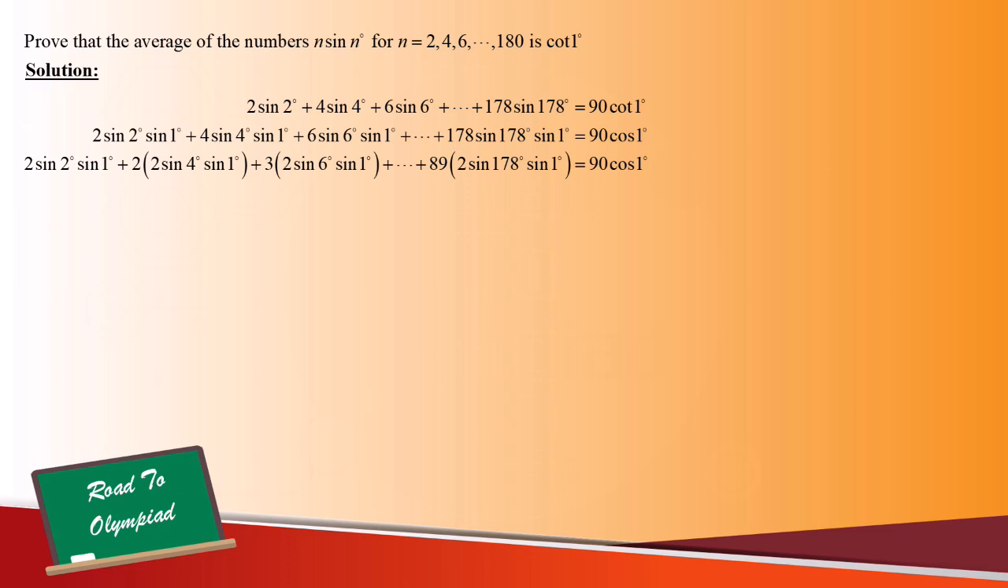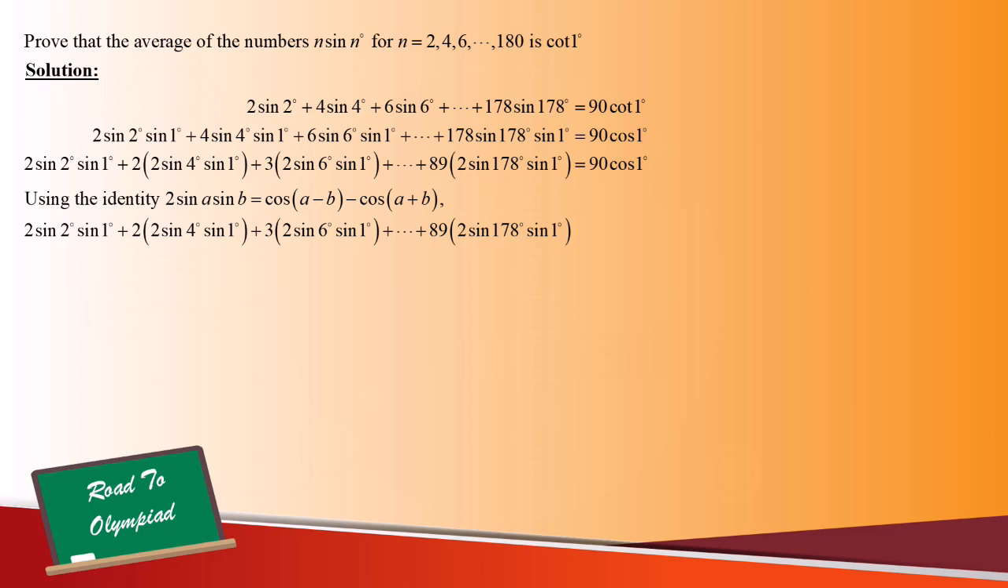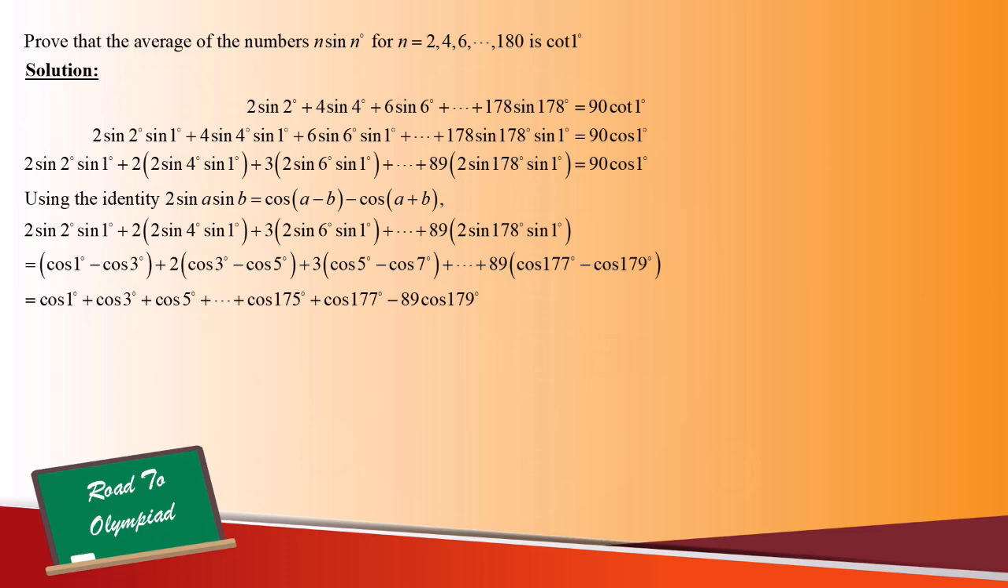Here, notice that we can apply the identity 2 sine of A sine of B is equal to cosine of A minus B minus cosine of A plus B, so that the left hand side of the equation can be written as cosine of 1 minus cosine of 3 plus 2 cosine of 3 minus cosine of 5 plus 3 cosine of 5 minus cosine of 7 until 89 cosine of 177 minus cosine of 179, where each of the cosine of 3, cosine of 5, cosine of 7 and so on until cosine 177 can be simplified in such a way that the coefficient of each of the terms will eventually equal 1.